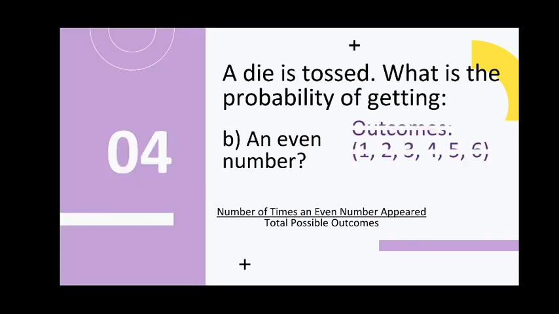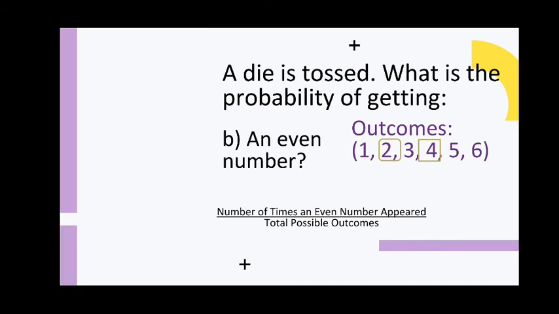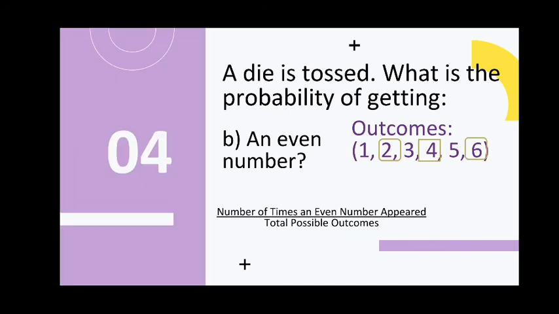Ang outcomes pa rin natin, syempre, yung numbers 1 to 6. Now, let's identify ano-ano nga ba ang even numbers dito. So, ang mga even numbers dito ay 2, 4, and 6. So, ilan lahat ang even numbers? So, there are 3 even numbers out of 6 total possible outcomes.